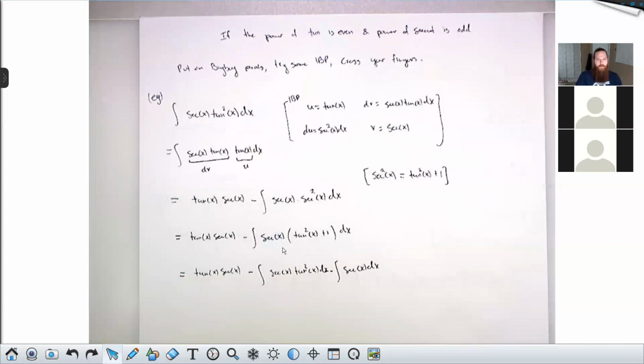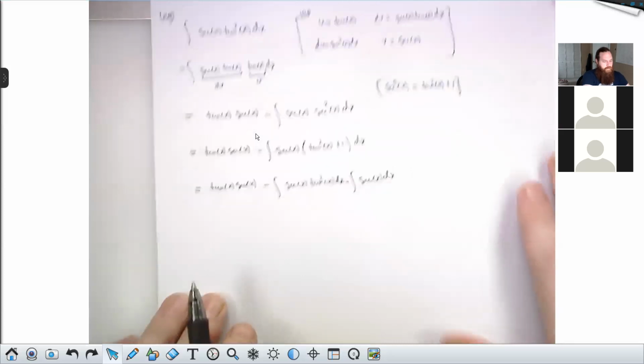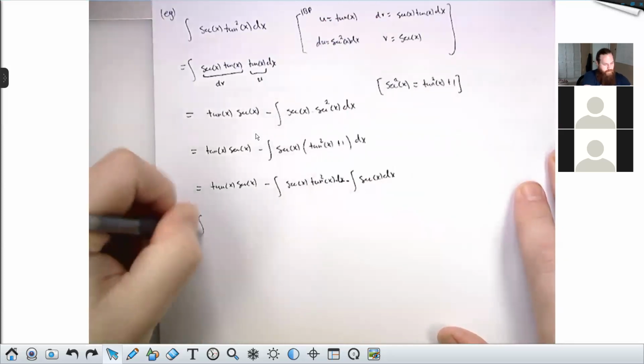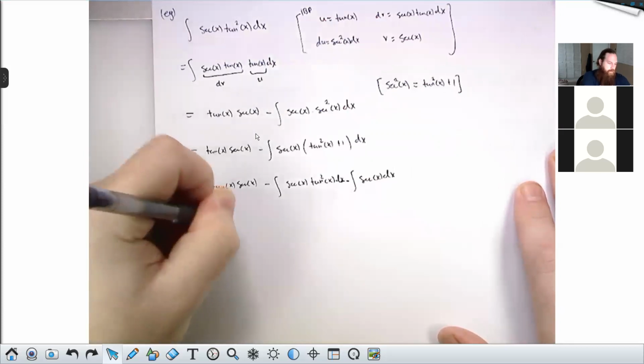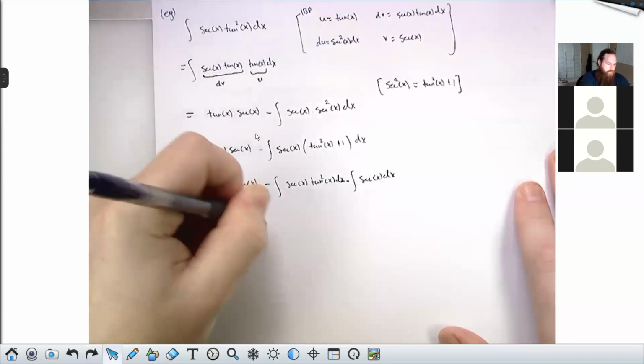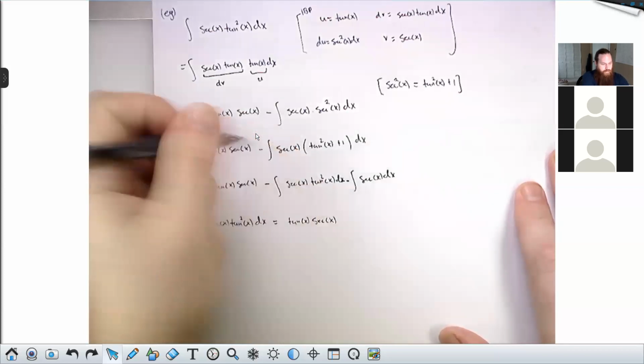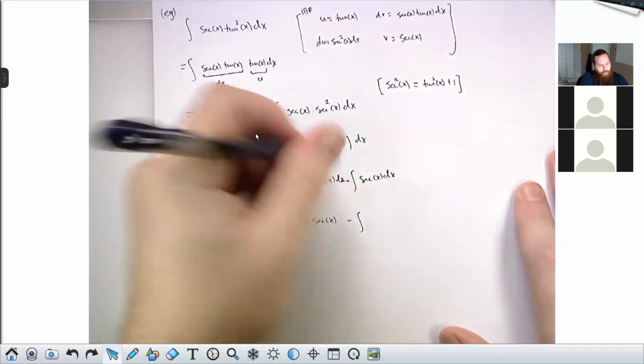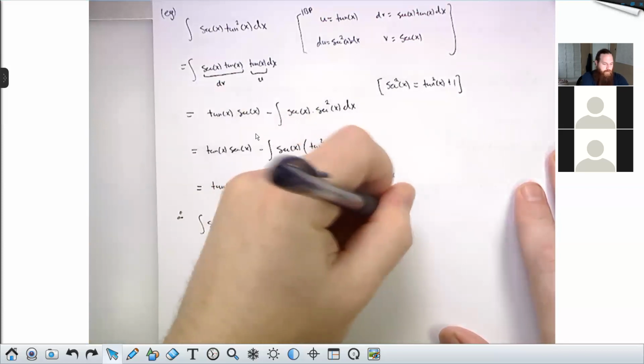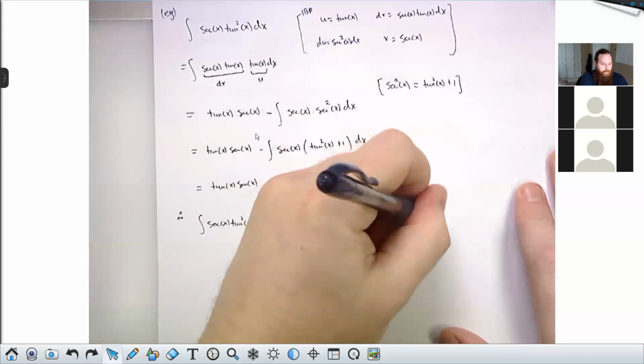I distribute this secant, and I'll get secant times tan squared plus secant. And then I distribute this minus. So I'll have minus the integral of secant times tangent squared, minus the integral of secant. And this is my original integral. So now we have looped. So my next line, I would write therefore the integral of secant x tan squared x dx equals tangent x times secant x minus the integral of secant x times tan squared x, and then minus the integral of secant.